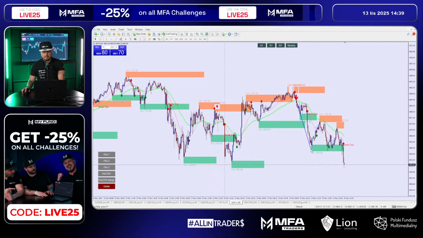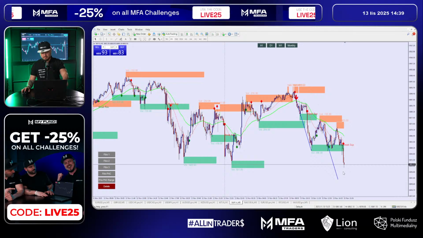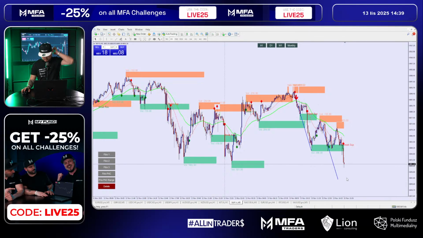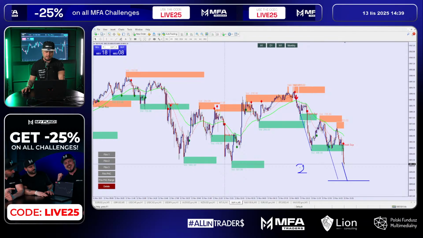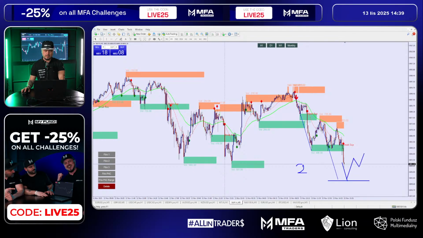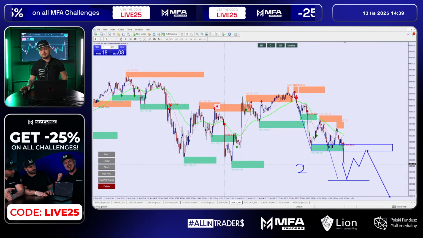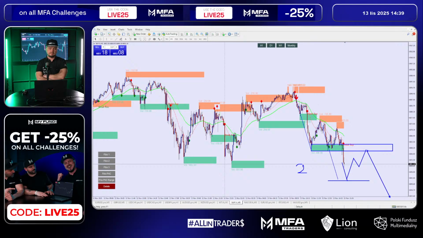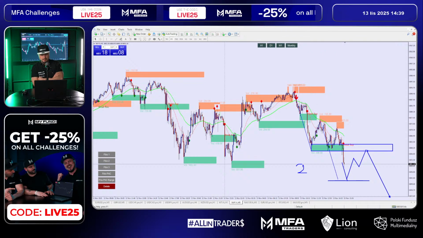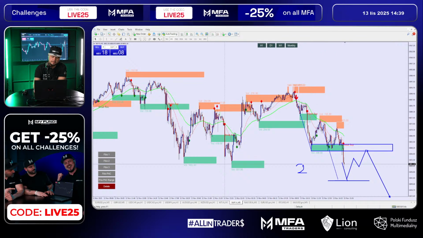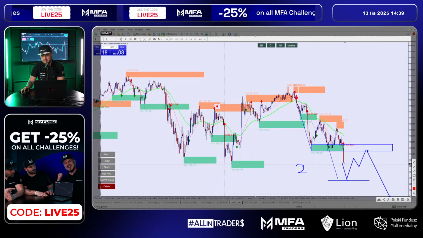Why third? Because this is the first one. If we're gonna get here, they're gonna touch this level. We're gonna get another second leg measure move, and then we're gonna wait for correction to break of support and continuation. I think it's a pretty good plan on US 500, but we need to wait a little bit. Always waiting. All life, I'm waiting.